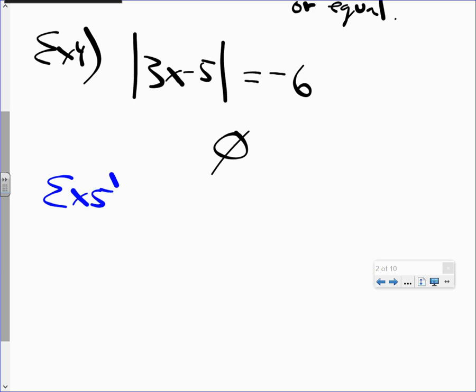Example 5. Here we go. The absolute value of 3x plus 9, minus 10, outside the absolute value, equals negative 4.